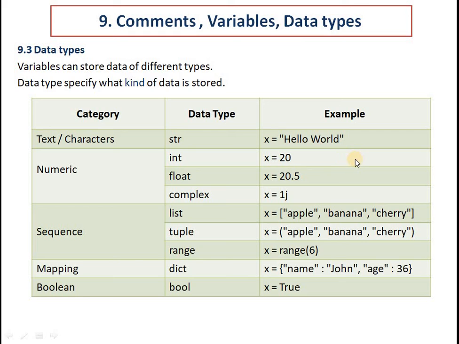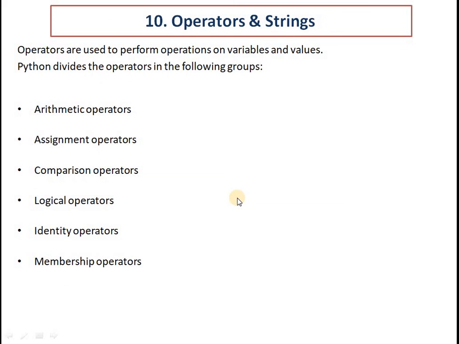I am telling x is equal to 20. There is no decimal points. Integer data type cannot handle numbers with decimal points. I am telling here x is equal to 20.5. Floating point data type can deal with numbers with decimal points. I am telling x is equal to 1j. It can deal with complex numbers. You might have studied vector calculus or even magnitude and all. For dealing all those things, for doing complex mathematical operations, we can use the function complex.